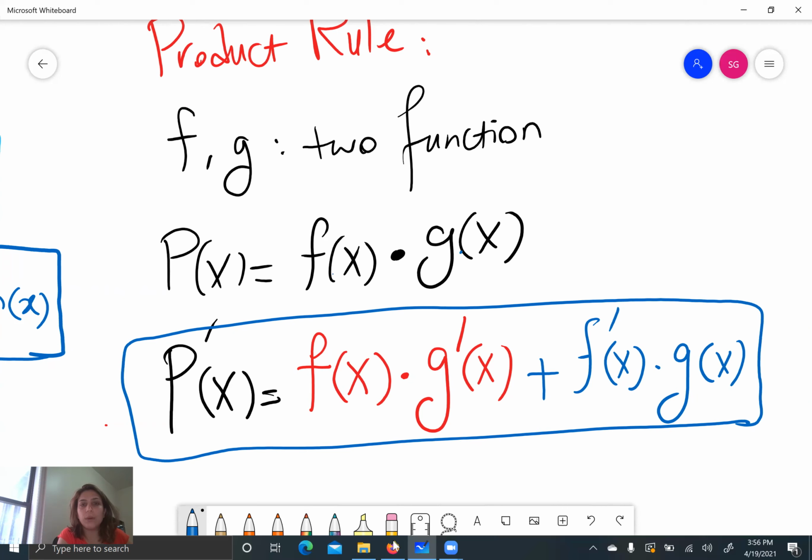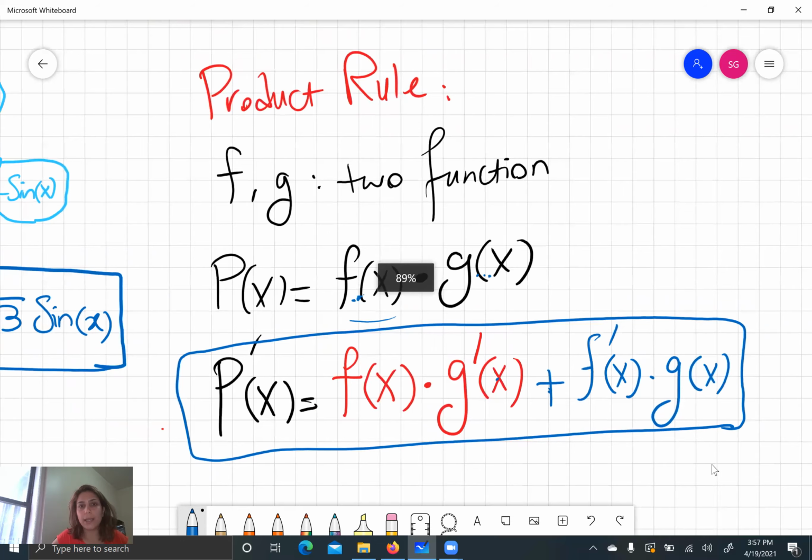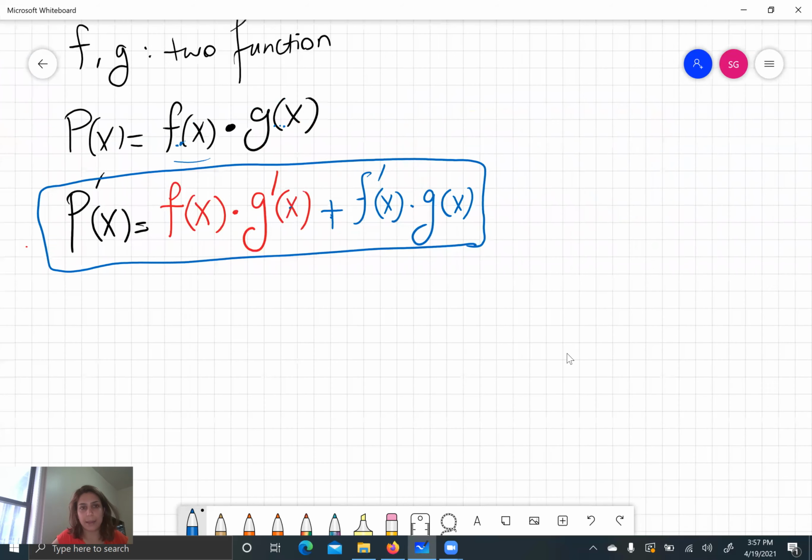It says you multiply two functions. Now you want to take the derivative. The product rule says that it's the first function times the derivative of the second function, plus the derivative of the first function multiplied by the original function. So I'm going to show you the application of this in order to show you an example.